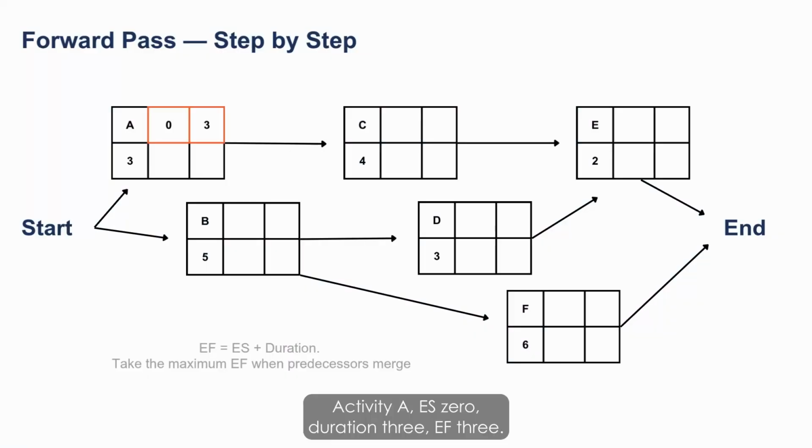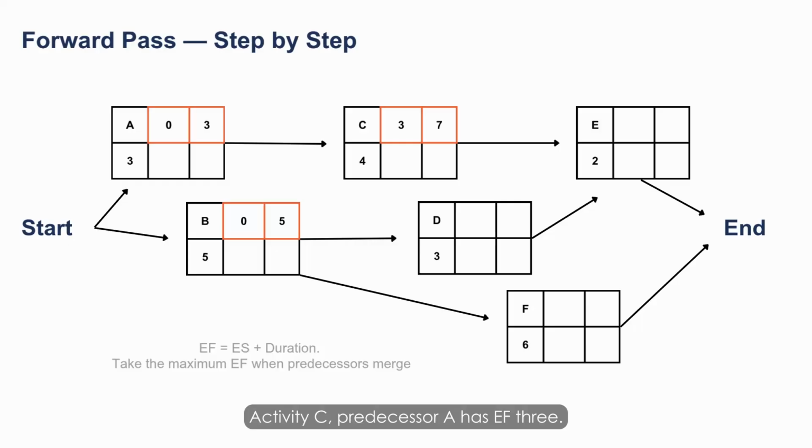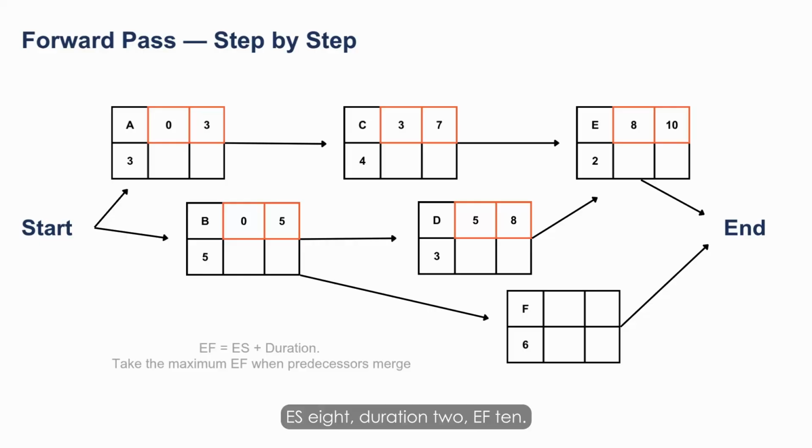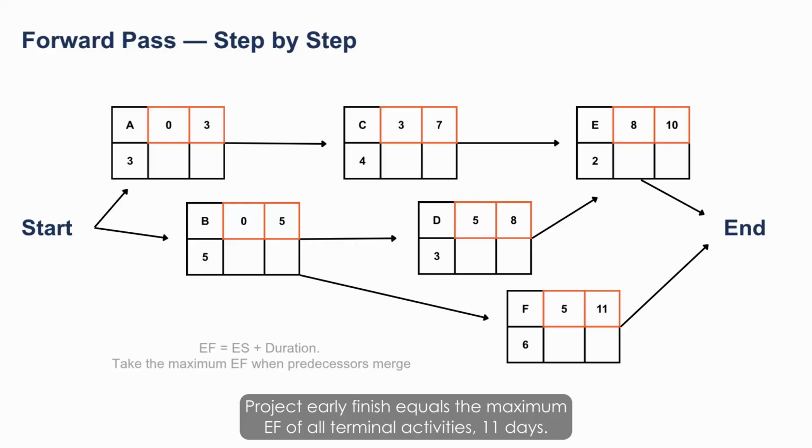Activity A, ES 0, duration 3, EF 3. Activity B, ES 0, duration 5, EF 5. Activity C, predecessor A has EF 3, ES 3, duration 4, EF 7. Activity D, predecessor B has EF 5, ES 5, duration 3, EF 8. Activity E, two predecessors, C with EF 7 and D with EF 8. Maximum is 8. ES 8, duration 2, EF 10. Activity F, predecessor B with EF 5, ES 5, duration 6, EF 11. Project early finish equals the maximum EF of all terminal activities, 11 days.